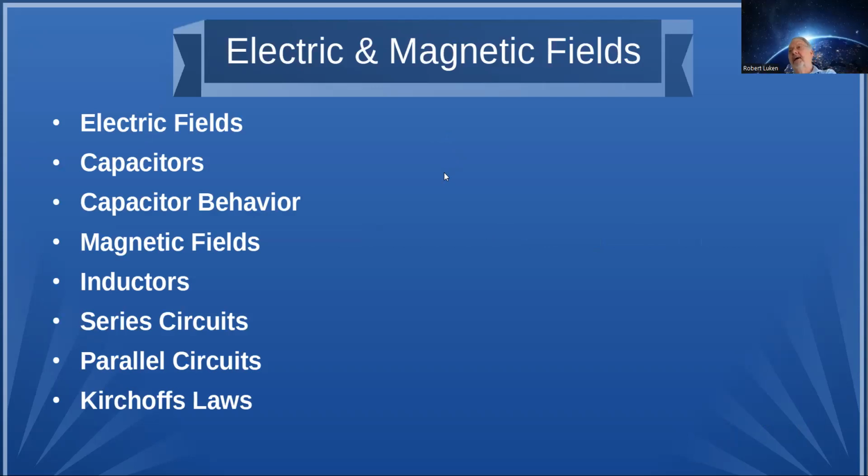So we'll talk a little bit about electric fields and capacitors because they make use of electric fields and how they behave. Magnetic fields and inductors use magnetic fields. And then we'll talk a little bit about series and parallel circuits and Kirchhoff's laws.